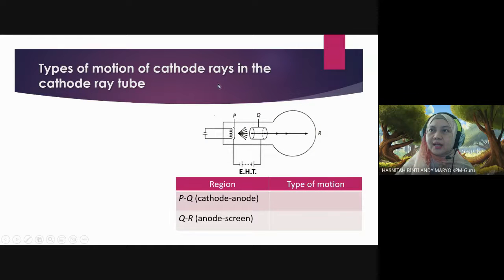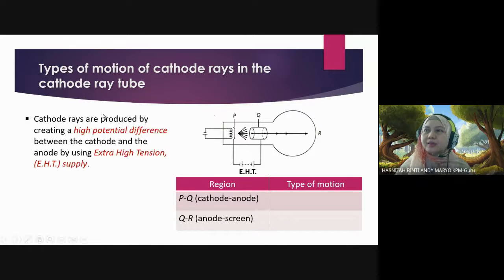Okay, this is what happened inside the tube, the motion. This is the structure you are given. P there is our cathode. And what is Q, students? Q is our anode. You can see the cathode is connected to the negative terminal, and the anode is connected to the positive terminal of the extra high tension, high voltage power supply.